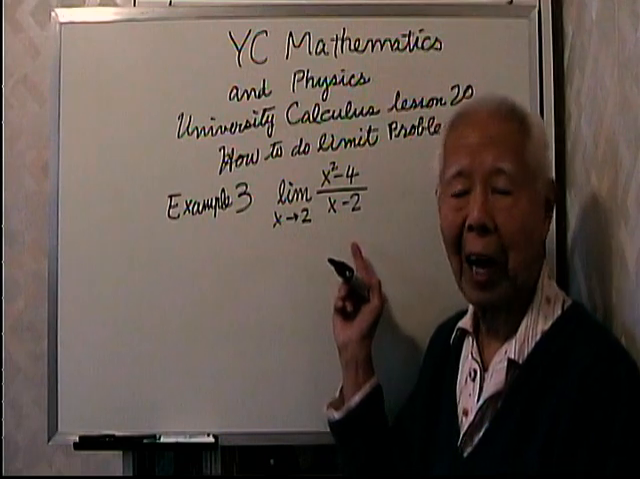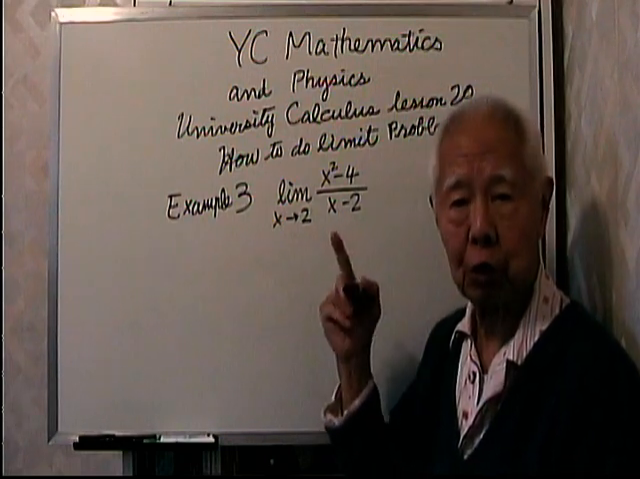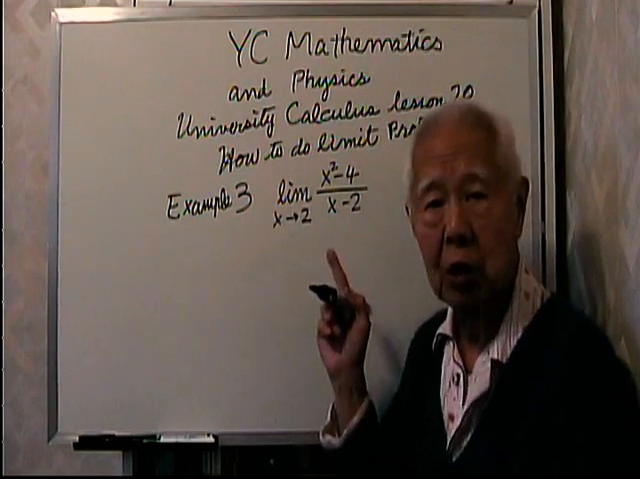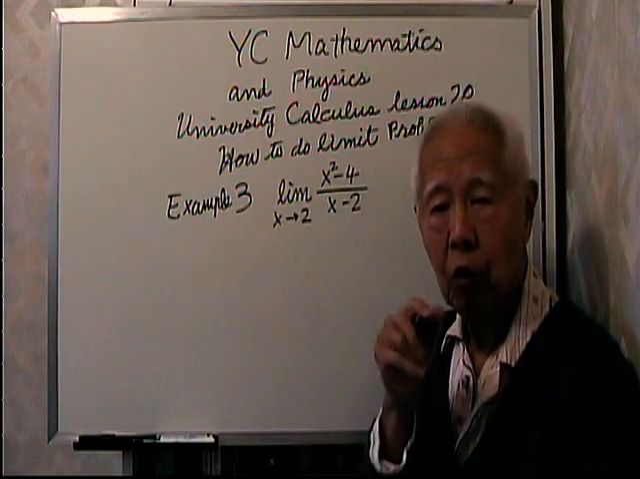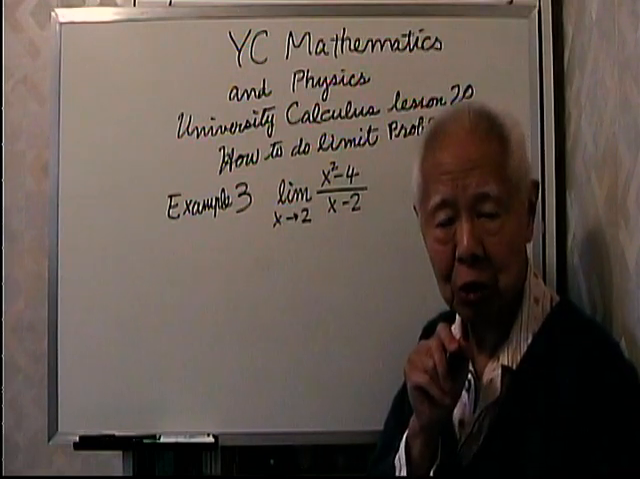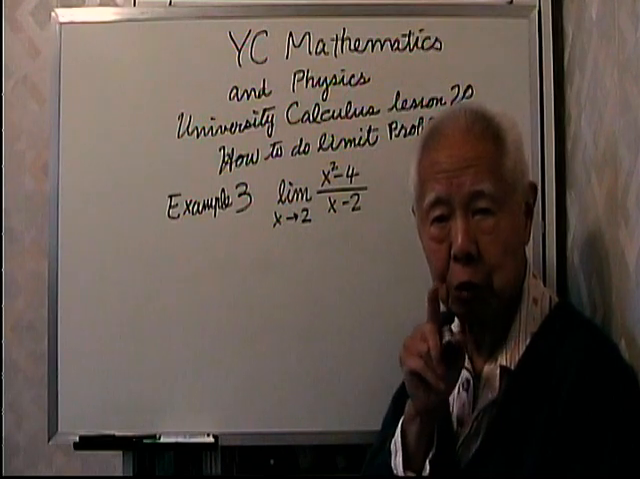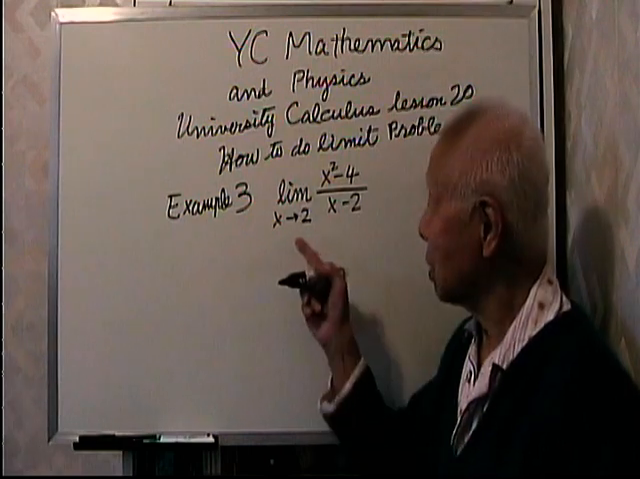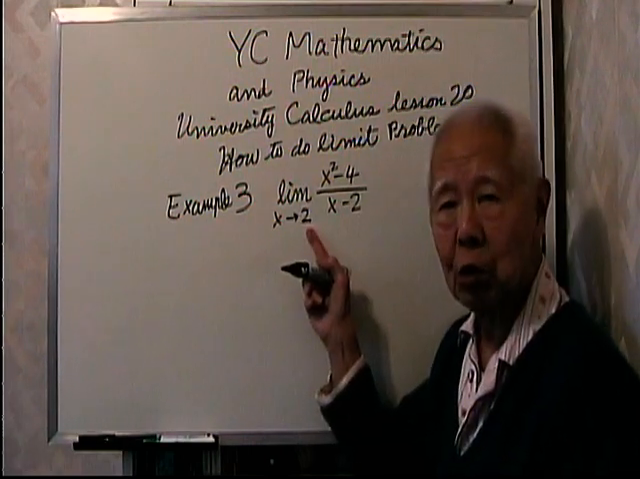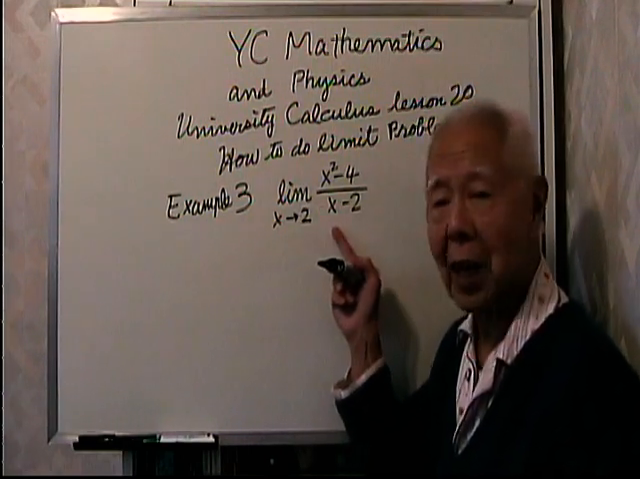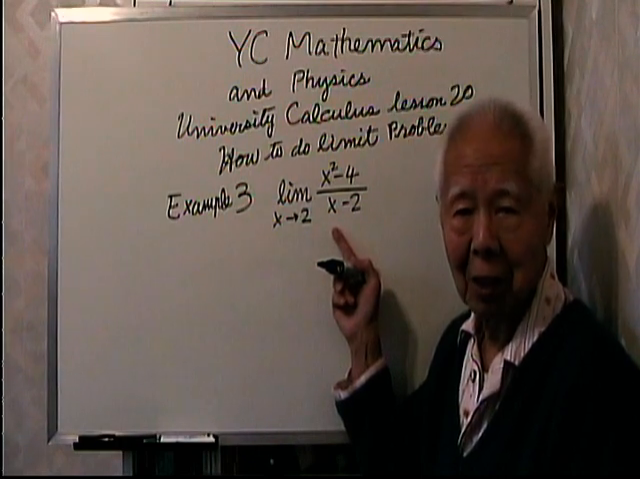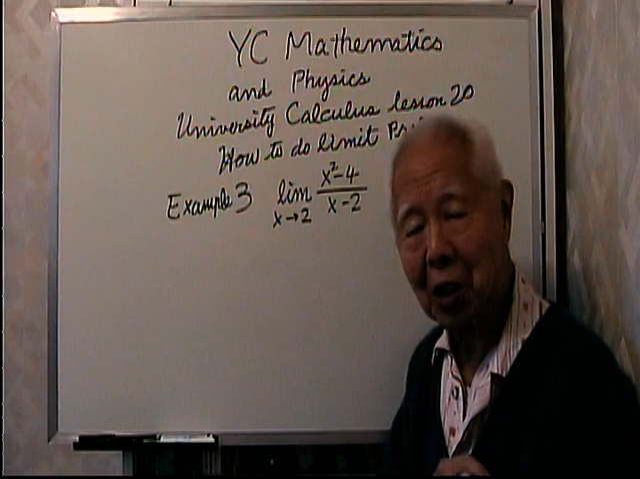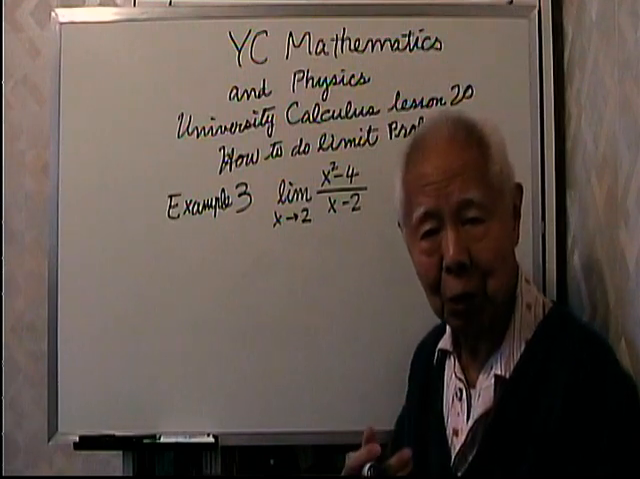Again, we have a fraction, and we want to do the limit. This question is slightly different from the last two examples, because when you do substitution, you substitute 2 into x. Then look at the denominator, what you get. 2 minus 2 is 0. But remember, you cannot divide anything by 0.